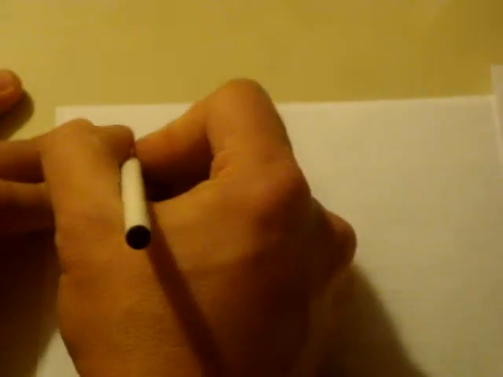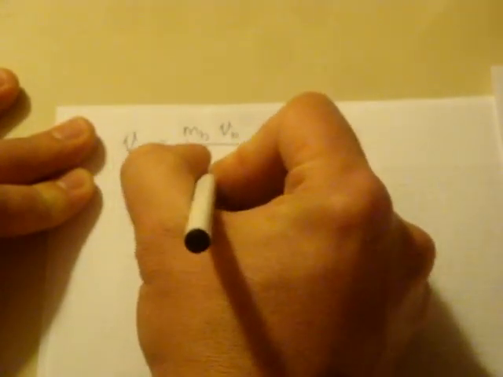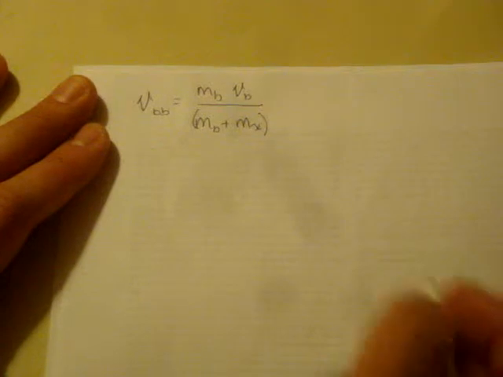Then, once we have that, I'm going to write that down real quick. The velocity of the ball plus the box is equal to the mass of the ball times the velocity of the ball divided by the mass of the ball plus the mass of the box. Okay? And now we know what the velocity of that ball plus box is.